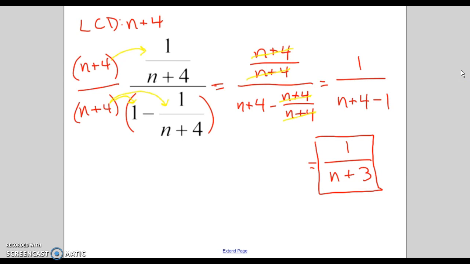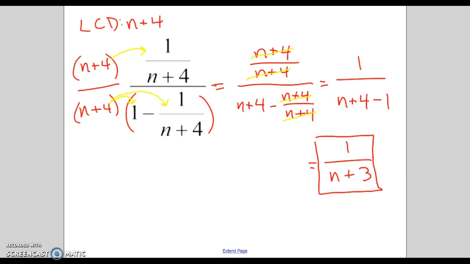And there it is. That's what your work should look like. The LCD you identified as n plus 4, multiply top and bottom, distribute on the bottom, cancel common factors. You should get 1 over n plus 4 minus 1, and of course 4 minus 1 becomes a 3, and there's our final answer, 1 over n plus 3.